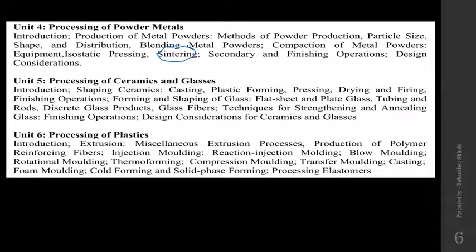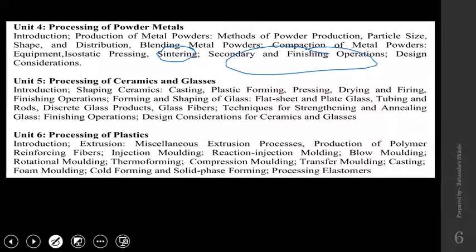the final shape. Now, once you have got the product, we need to go for some finishing operations as well, because when you sinter the product, there would be some unnecessary projections on that object that we need to remove. So there would be some secondary finishing operations would be there.